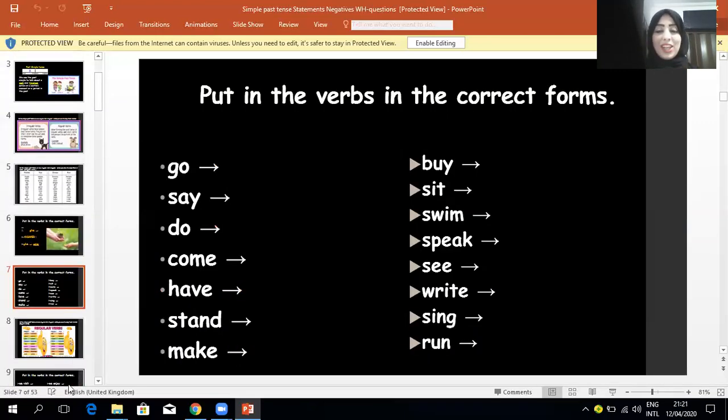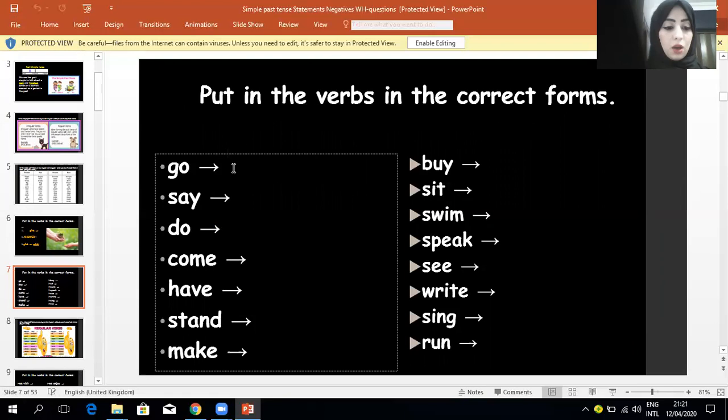Let's practice with each other. Let's start. Put in the verbs in the correct forms. Go becomes went.